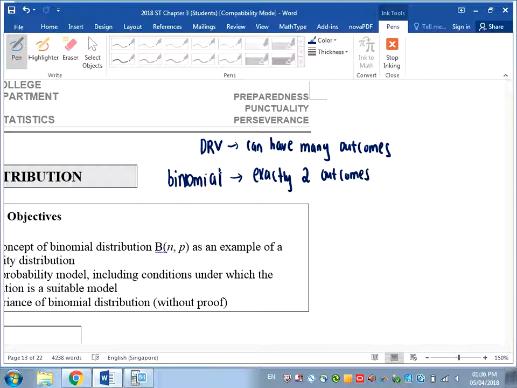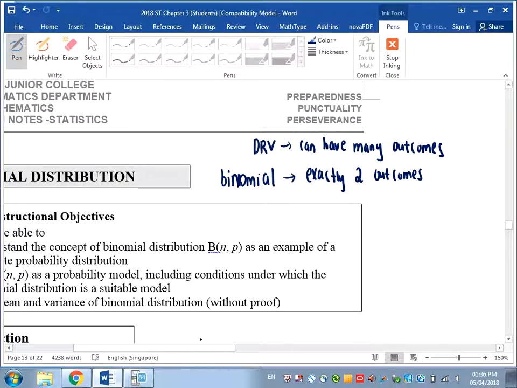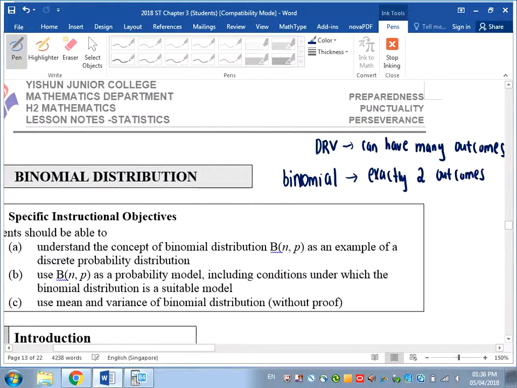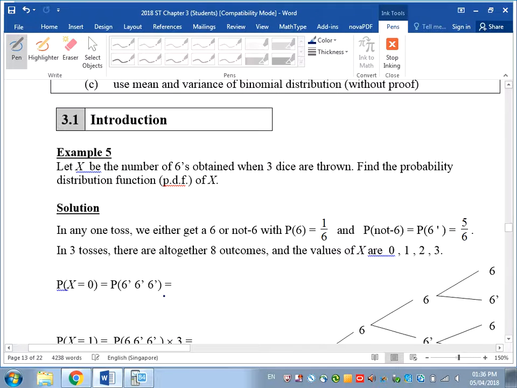With that, let us take a look at the first example, example 5. Example 5: I let x be the number of sixes obtained when 3 dice are thrown. Find the probability distribution function of x. Can you help me to change the question down here? When 3 dice are thrown, I would like to change the context a little bit. You change it to when a fair die is thrown 3 times.